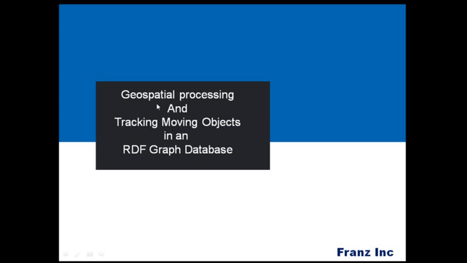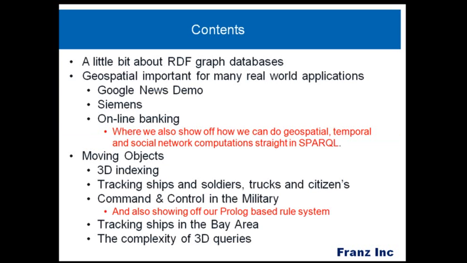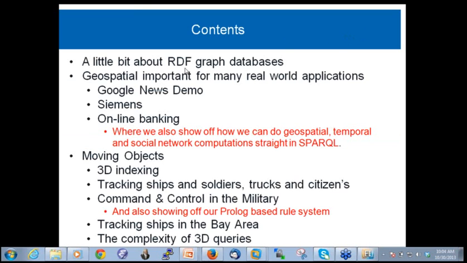I'm going to talk about geospatial processing and tracking moving objects in an RDF graph database. So a little bit about what I'm going to talk about today. I'll try to keep it in about half an hour. So I'll say a few words about RDF graph databases. Then I'll talk about why geospatial is important, and I'll show you some real-world applications where people use geospatial indexing in a triple store. So I'll talk about something we did with Google News.